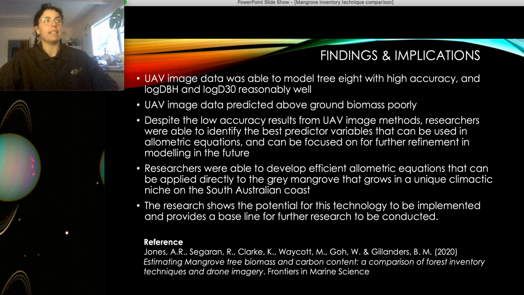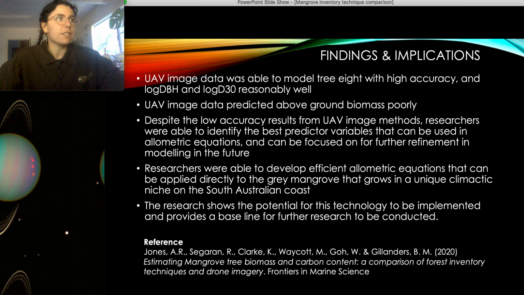Although the UAV image-based results did have a high error, researchers were able to test several already published allometric equations on the species, as well as one they did of their own design to see which equations had the smallest mean predicted error. Researchers actually found that their own developed equation had the most accurate results using multiple predictive variables to calculate the biomass. The most effective predictive variables being DBH and D30.